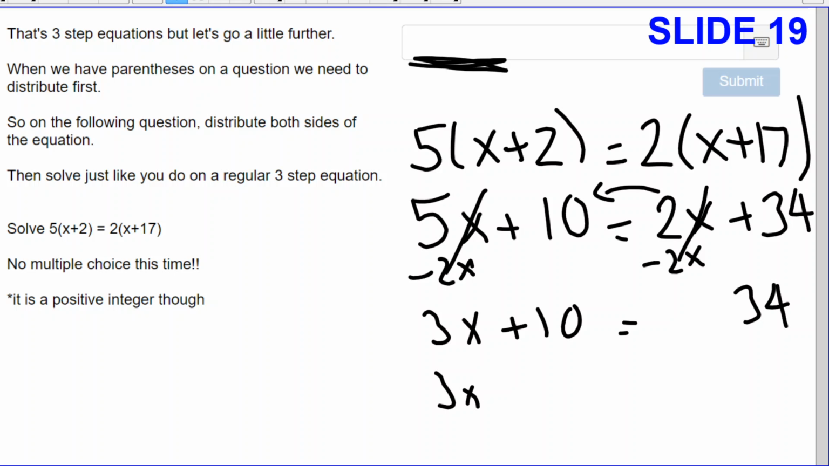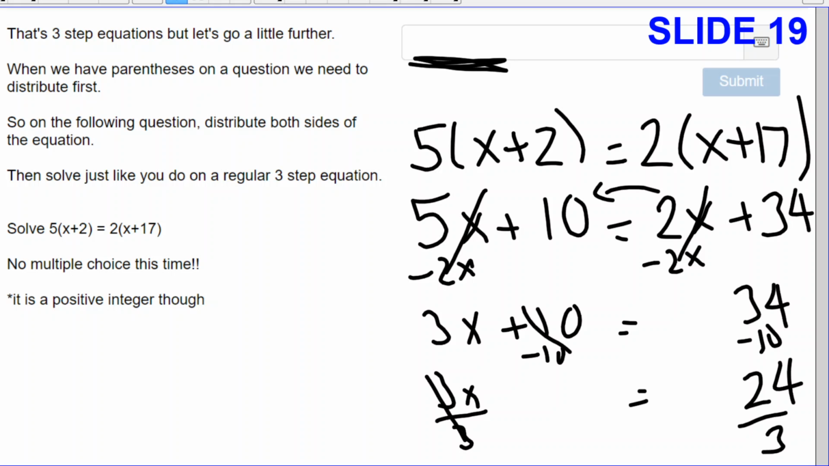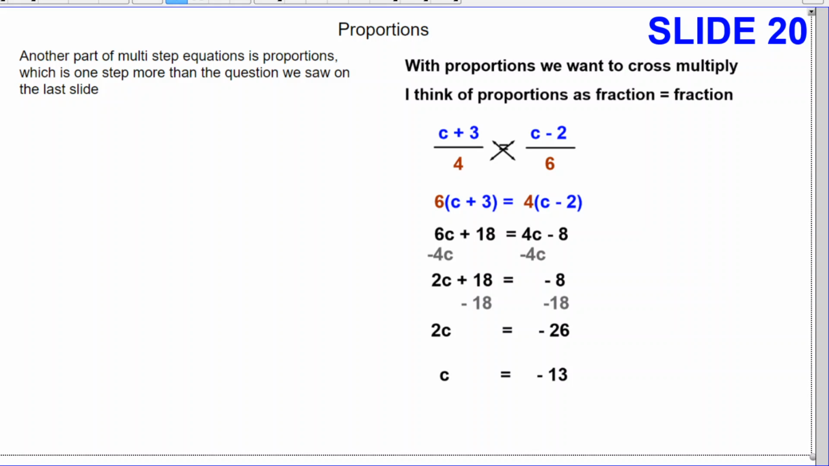And I'm going to take away 10 from both sides. And 34 take away 10 is 24. And then you can divide both sides by 3. And 24 divided by 3 is 8. So we can fill that in there.